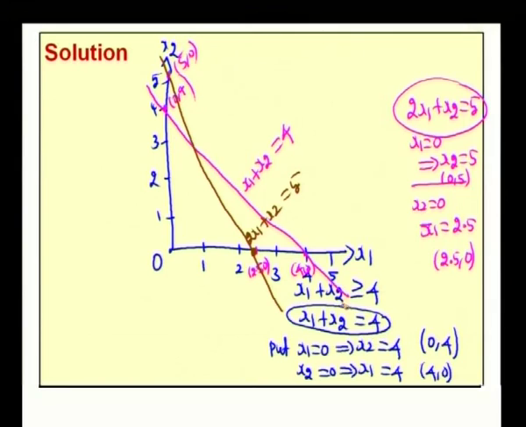Now, our aim is to find the feasible region for this curve. Now, the first constraint is x1 plus x2 greater than or equal to 4. Since the constraint is x1 plus x2 greater than or equal to 4, our region is away from the origin. This is our equation x1 plus x2 equal to 4. Therefore, the common region is above this curve. This is our area of x1 plus x2 greater than or equal to 4.